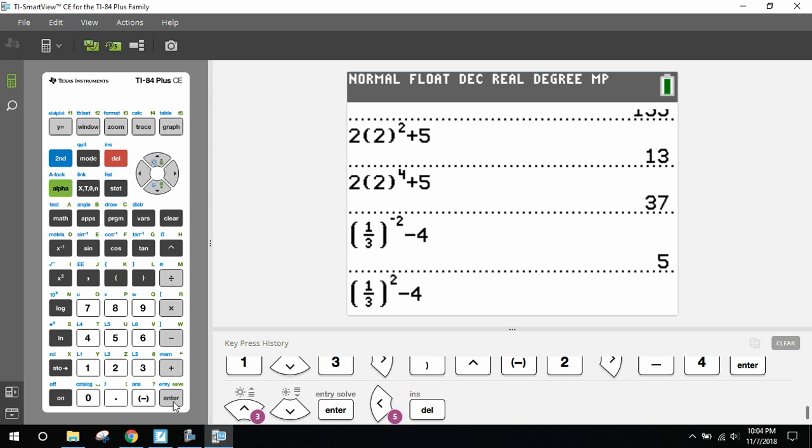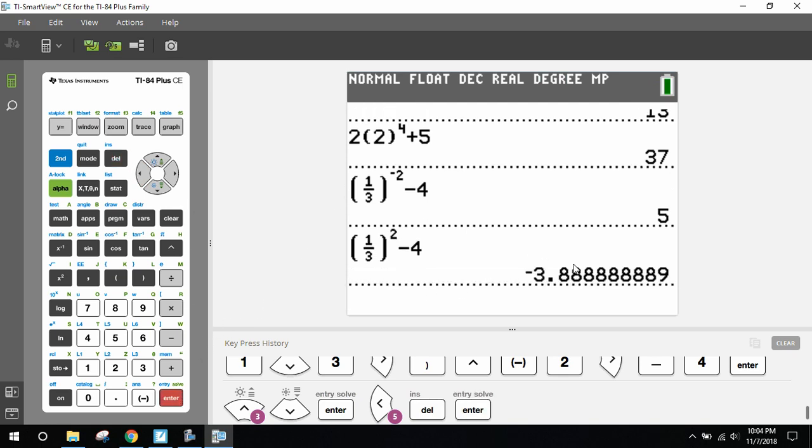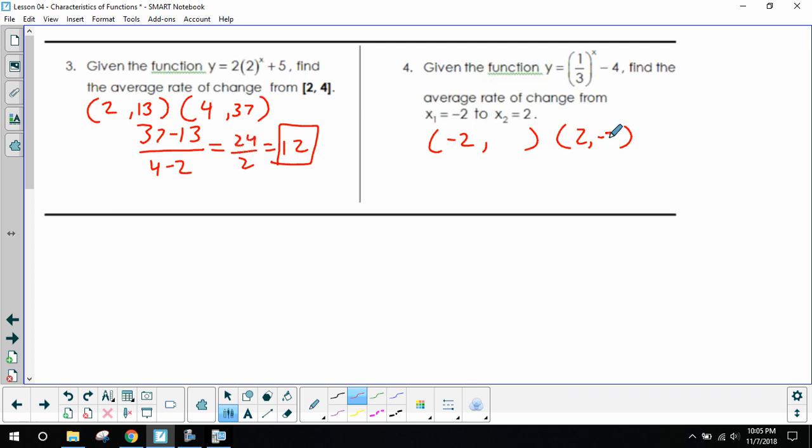What do we got here? -3.8. For the sake of teaching, I'm just going to put this at -3.89. Make this bigger. -3.89. The other one was 5. Okay, so 5. Nope. Got a little distracted. There we go. We're going to go -3.89 minus 5 all over 2 minus -2. Again, that turns into a positive, so that's 4.